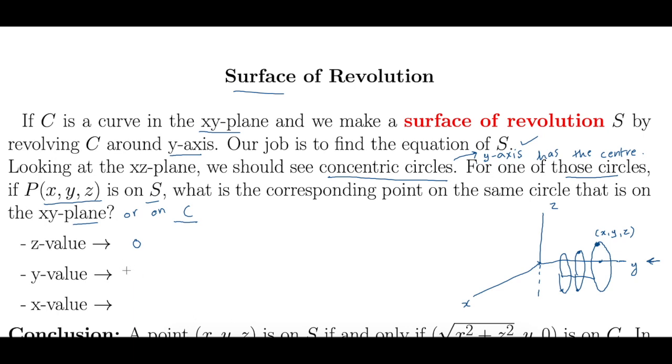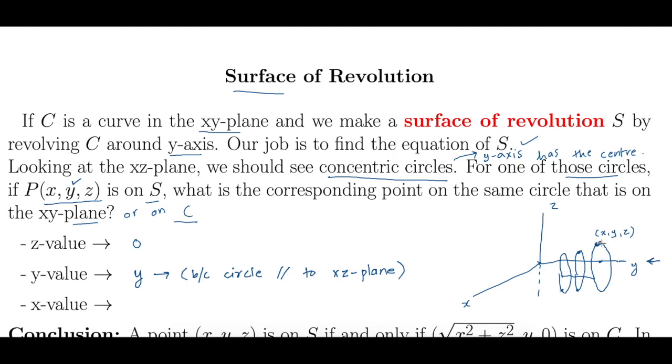The Y value, we can argue, is still this very Y. Why? Because we are talking about a circle here, and if XYZ is on that surface, then in the Y direction we are moving 0 units. So you can see that for this whole circle, the Y value is exactly the same. In other words, this circle is parallel to the XZ plane completely. So we can say here Y. What about the X value?